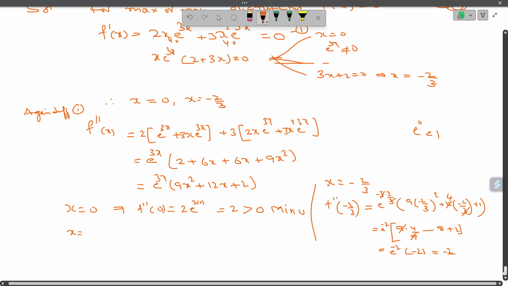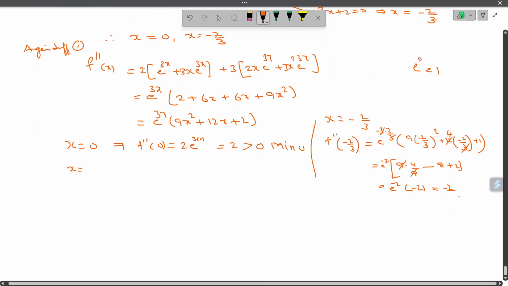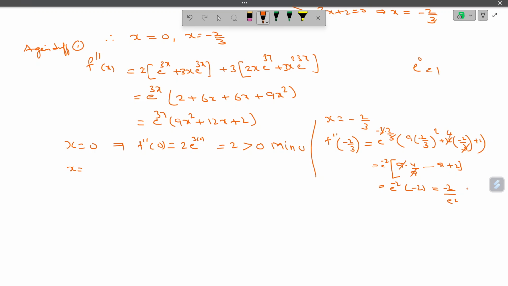which is equal to minus 2 by e square. Positive means minimum, negative means maximum. It is negative, less than 0. Therefore, the function is maximum. So maximum value and minimum value we have to find.